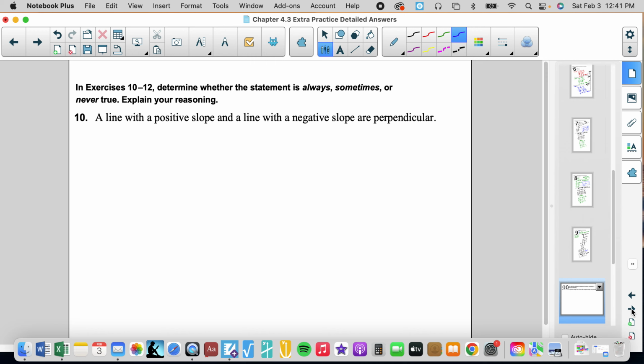Determine whether the statement is always, sometimes, or never true. A line with a positive slope and a line with a negative slope are perpendicular. So we think of situations. Is there any time where it is? I mean, can you tell me a situation where you have a negative slope and a positive slope where they don't intersect? I don't know why it wouldn't be always.